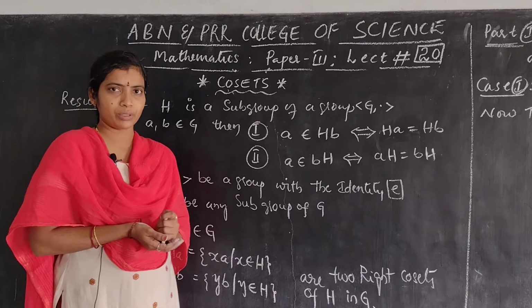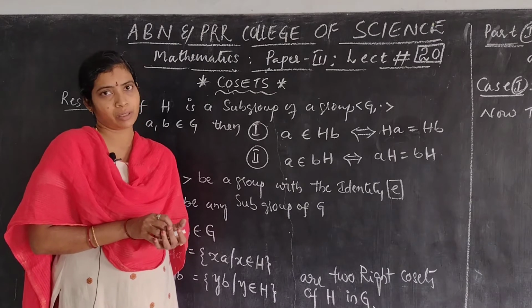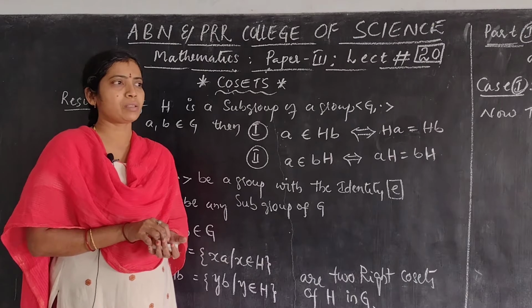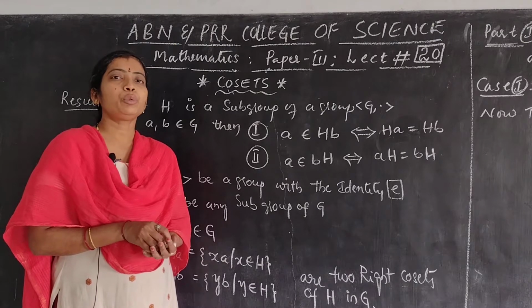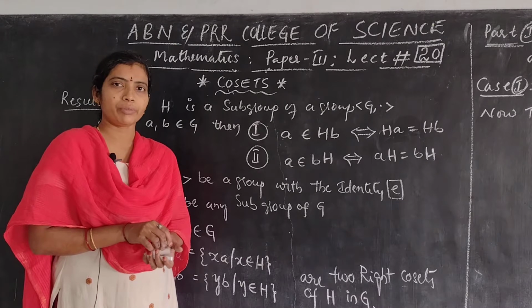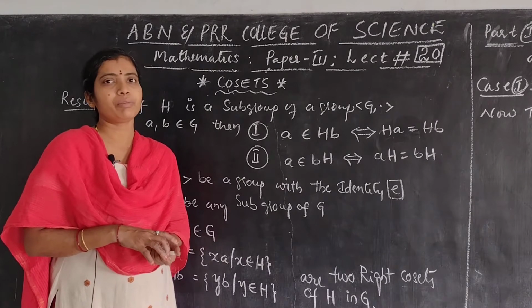Today we are going to discuss cosets and continuation part. In the last class we discussed the result: any two right cosets are identical if and only if A dot B inverse is an element of the subgroup.